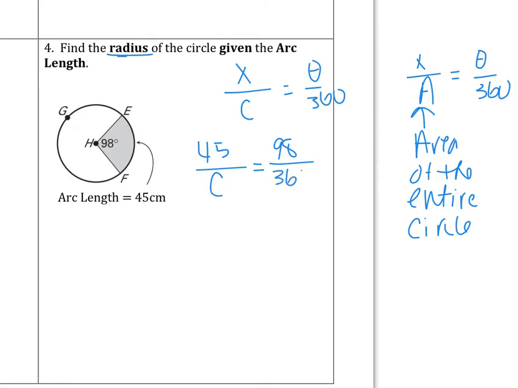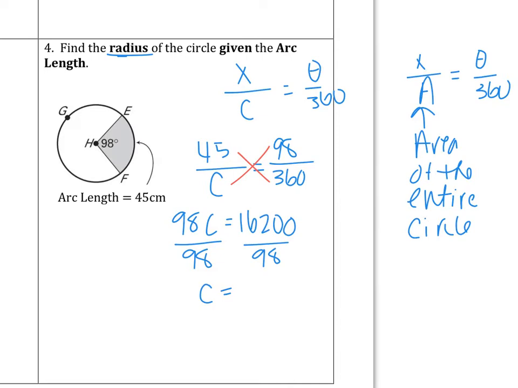Alright, now this goes over 360. We're going to cross multiply. We get 98C equals, so that equals 16,200. Divide by 98, divide by 98. C equals 165.3.